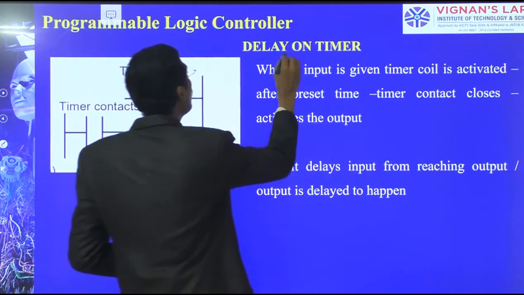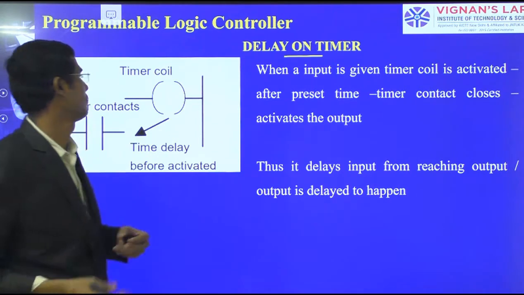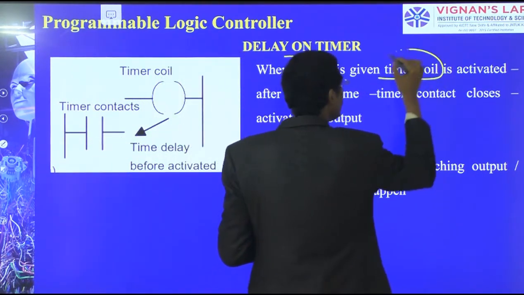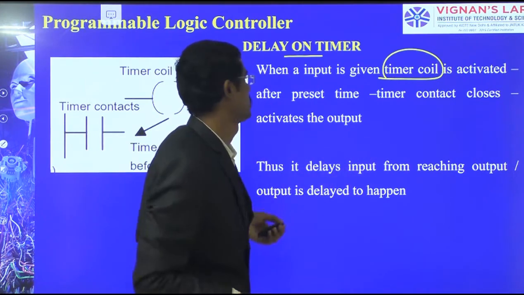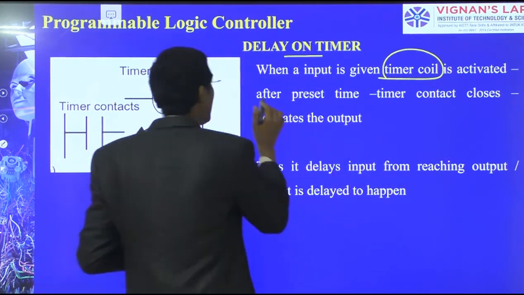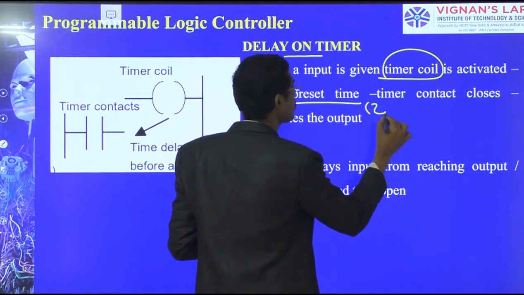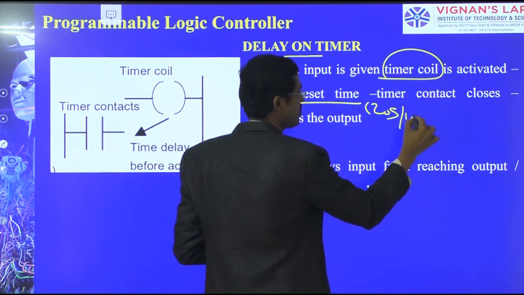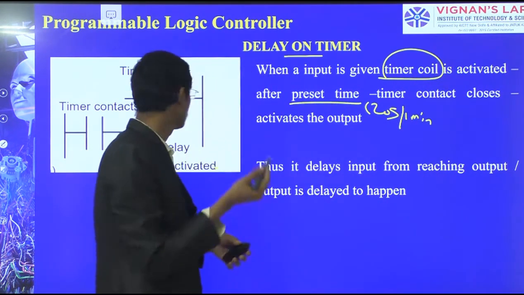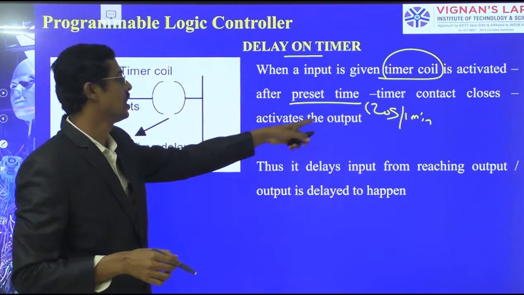The delay on timer, as the word says, should turn on with a delay. When an input is given to the timer coil, meaning the internal relay coil is activated, it keeps on counting. After the preset time, in our case 20 seconds, maybe 1 minute, the timer contact closes and then activates the output.